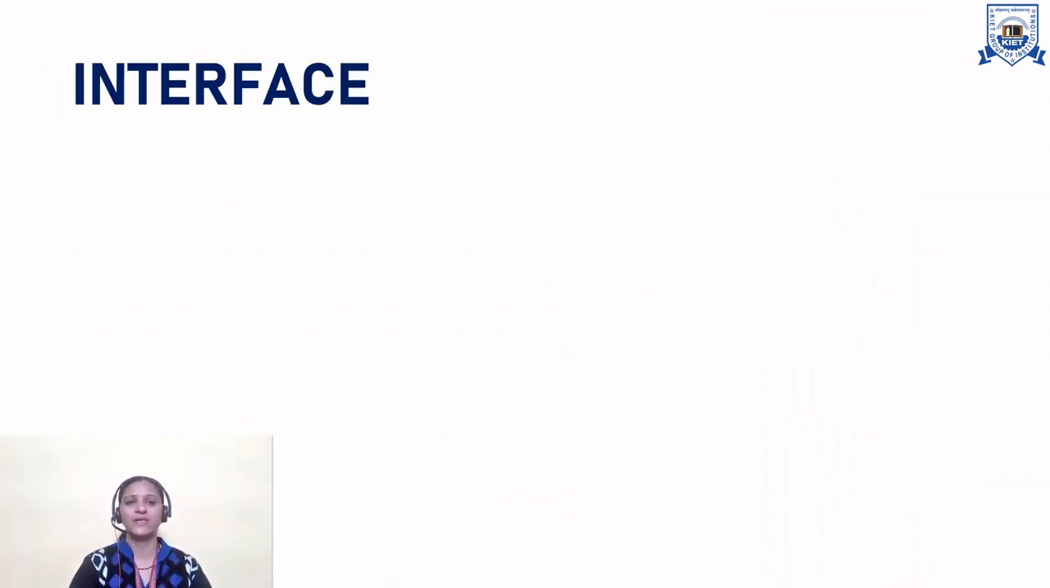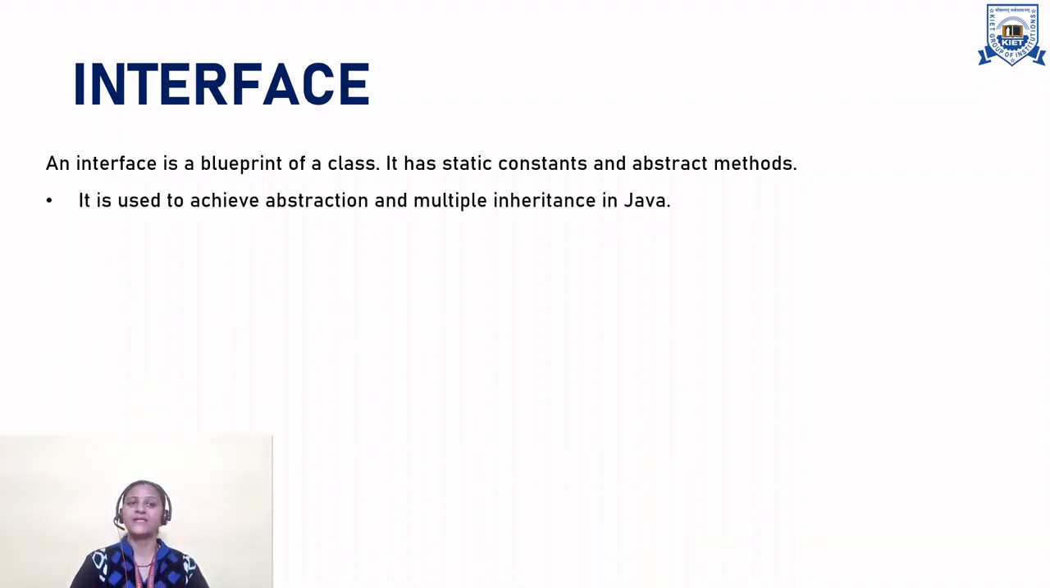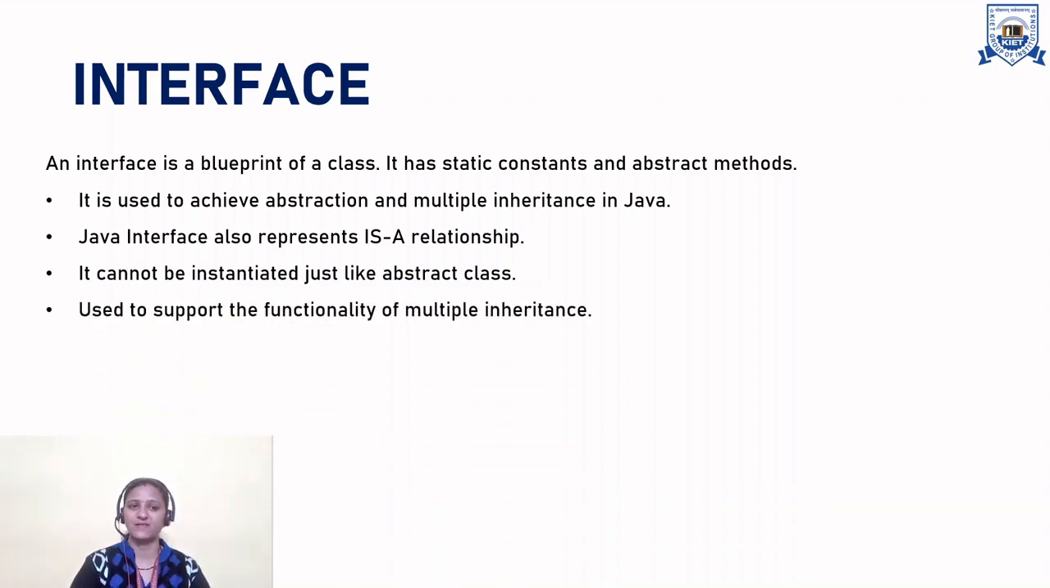Now we move to interfaces. An interface is similar to a class. It is again a blueprint of a class. It has static constants and its methods are abstract. It is used to achieve abstraction and multiple inheritance in Java. A Java interface also represents an is-a relationship. It cannot be instantiated, just like an abstract class. It is used to support the functionality of multiple inheritance.